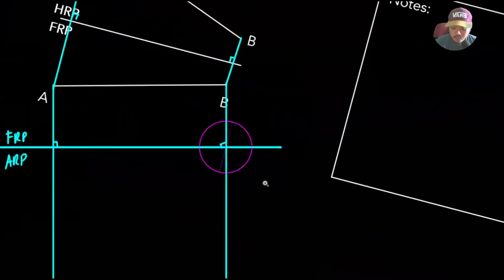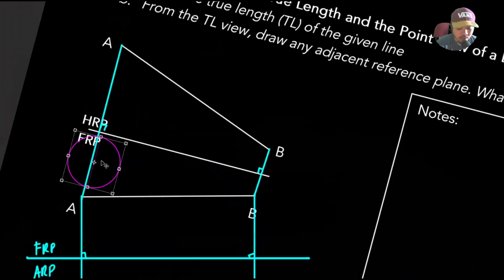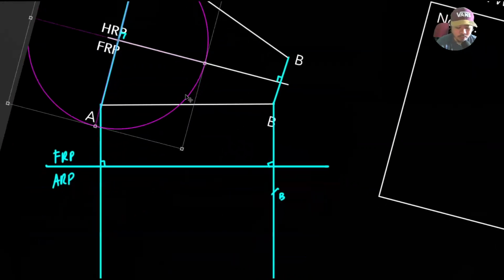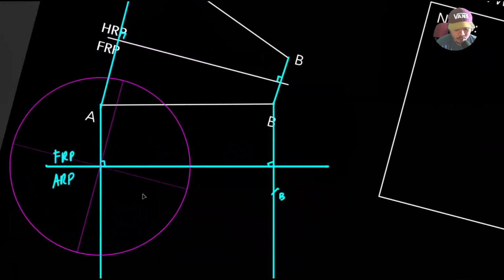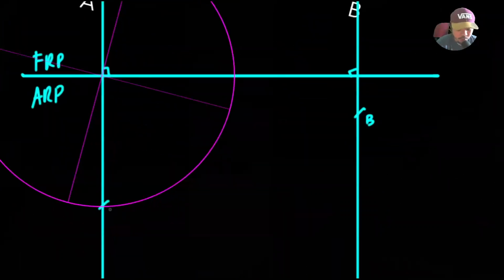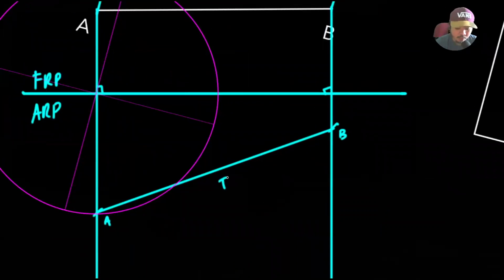Okay. So ito, B, this is B, no? Okay? Tapos lipat natin yung compass natin. Measure naman natin yung A naman. Okay, that's the distance. And lipat natin siya dito. Okay. So this is A. Okay, so if I connect these two, this will actually be my true length.